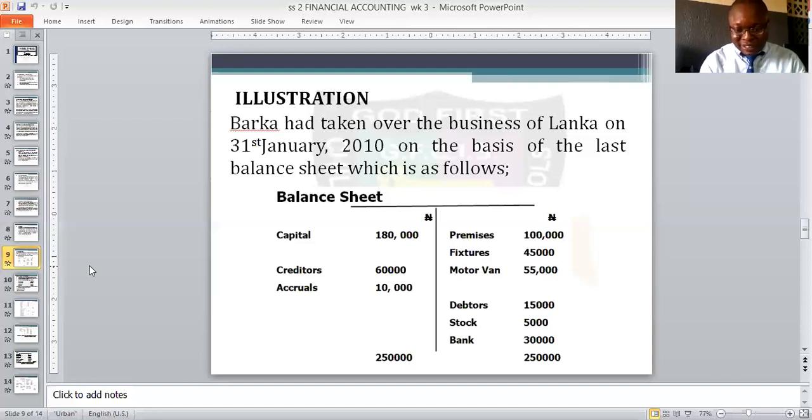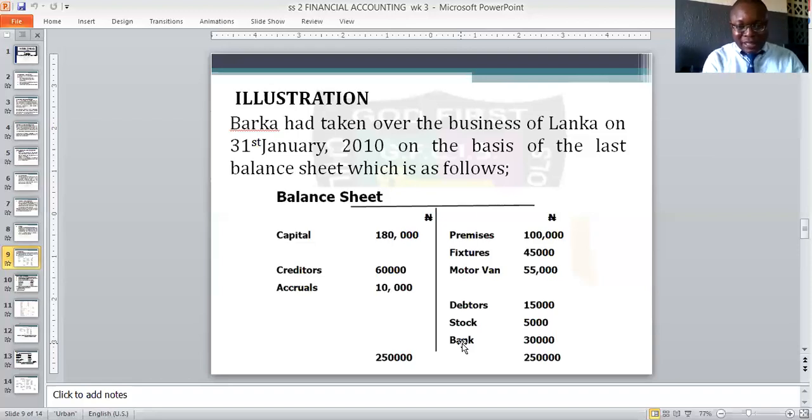We also have the current assets: debtors 15,000, stock 5,000, while the bank is 30,000 naira. So this is the asset side. Let us look at the liability side. Mind you that this is the business of Barika. This is the business balance sheet of Lanka, and Barika wants to take over this business so that it becomes the Barika company. So this is their balance sheet.